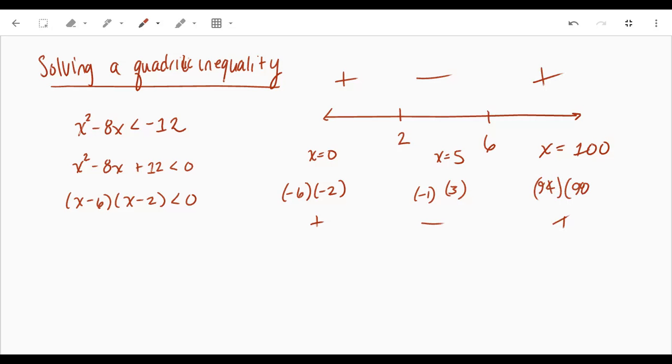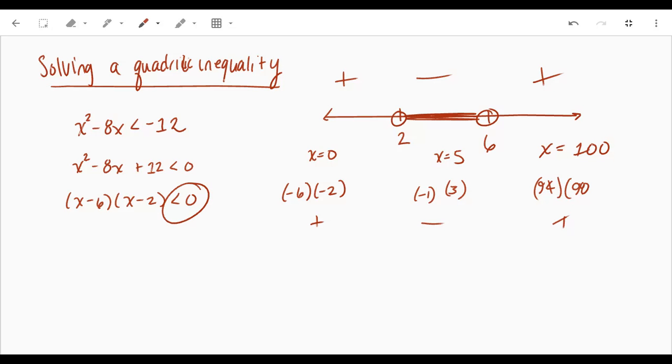Okay. I'm looking for where we're less than 0. So I want to shade from 2 to 6. And then I also need to ask myself, are the circles open or closed? Since it's less than, not less than or equal to, I'm going to leave them as open circles. And that graph is my final answer then.